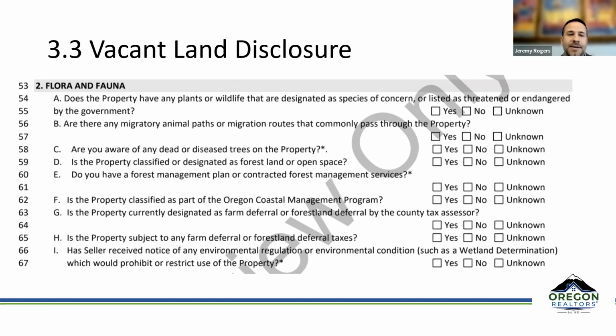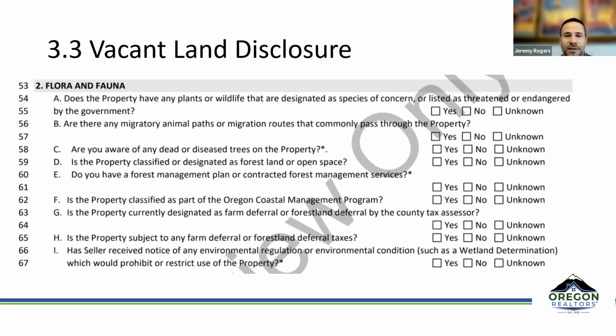Forest management plan, the Oregon Coastal Management Program, okay, which has specific regulations and requirements related to those properties that are included in that program. Farm deferral or forest land deferral for county tax assessment. Any other environmental regulation or condition such as wetlands determination. So these are all things that maybe you wouldn't know just by looking at the vacant land. Maybe you wouldn't even figure out by doing some common inspections. And so now there's an opportunity for that to be disclosed.